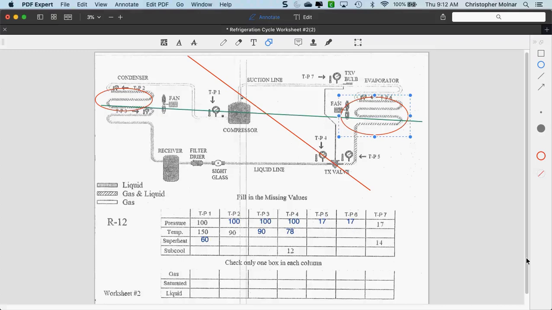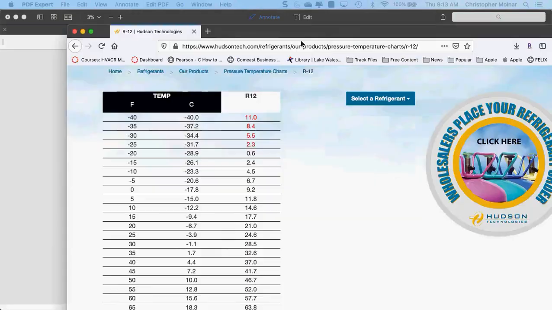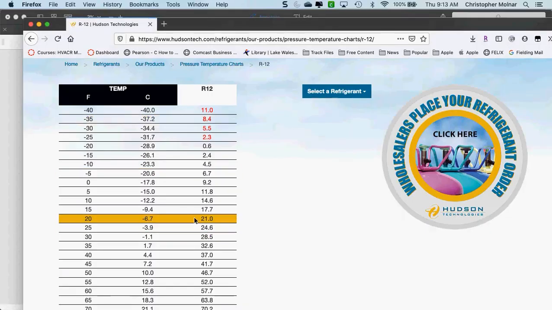Now, we have a problem. Some of your charts do not have R12. The chart in your textbook does, but the charts that I gave you the other day as a handout do not have R12. So I went online, I just looked up R12 temperature pressure charts on Dr. Google and found a decent temperature pressure chart. Okay, this one's actually pretty neat. It's at HudsonTech.com, and you can actually select the different refrigerants, which is sort of neat.